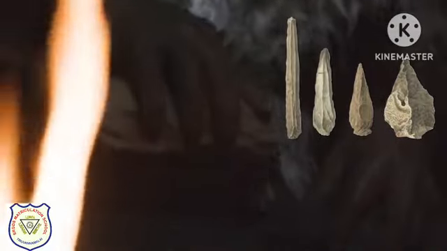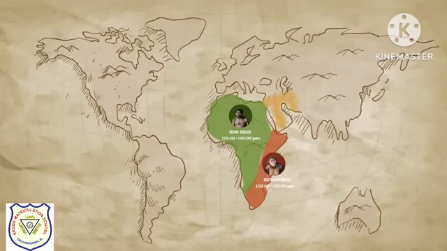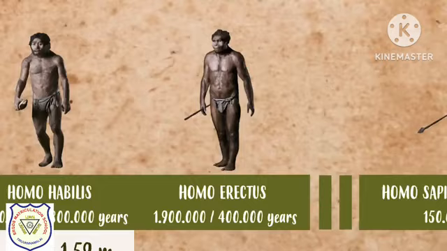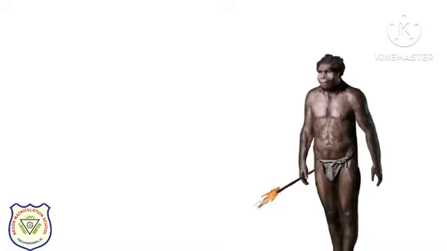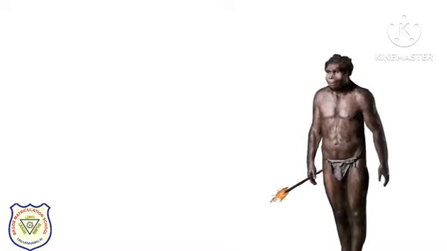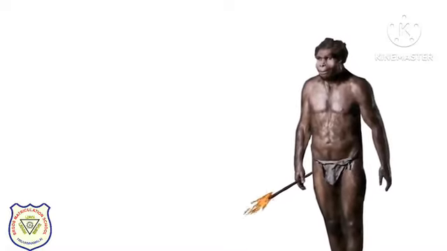The Homo erectus mastered stone carving and made arms to hunt. It discovered fire and colonized Europe and Asia. It measured 1 meter 70 centimeters and weighed 60 kilograms. It lived 1,009,000 years ago and disappeared 400,000 years ago.